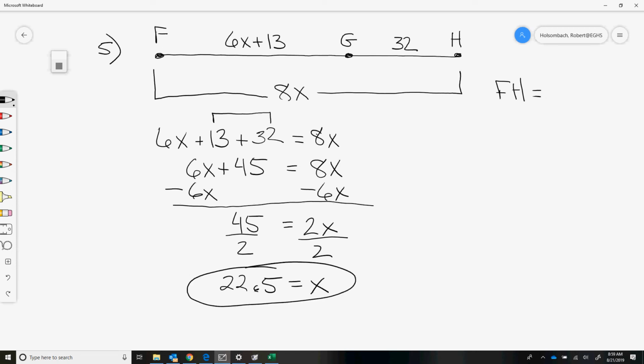All right, but you need F to H. You need the length of the entire piece. So right here, this 8 times x, you're going to substitute. So you're going to do 8 times 22.5. And 8 times 22.5 is 180. So F to H is 180 units.